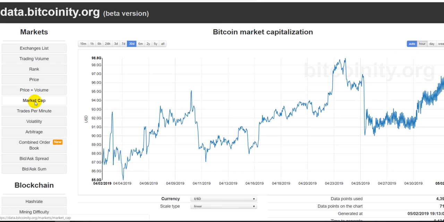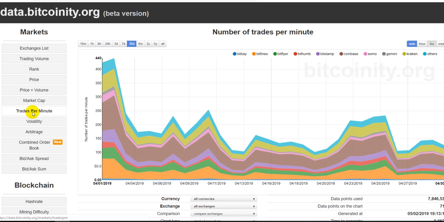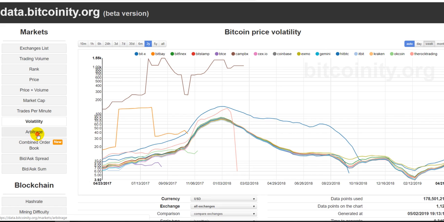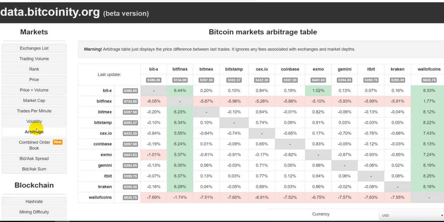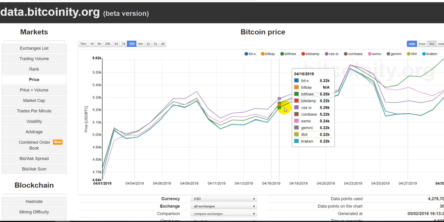So the total market capitalization of Bitcoin, that's pretty easy. We have the same thing on CoinMarketCap. Trades per minute, volatility, arbitrage. That's really important. Basically it's the same thing which we had with the price, just a different chart.